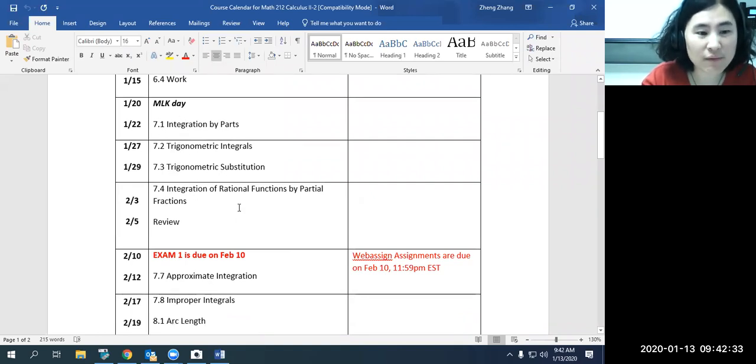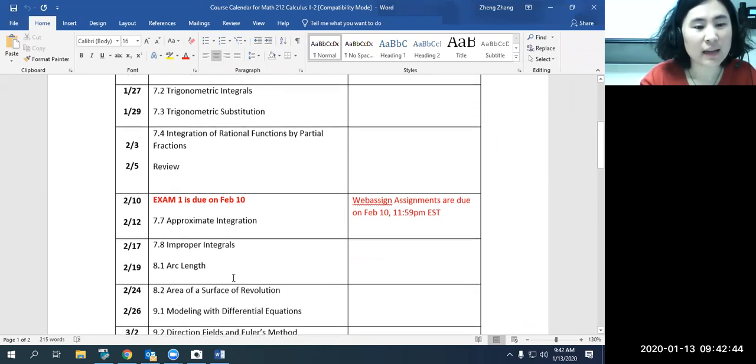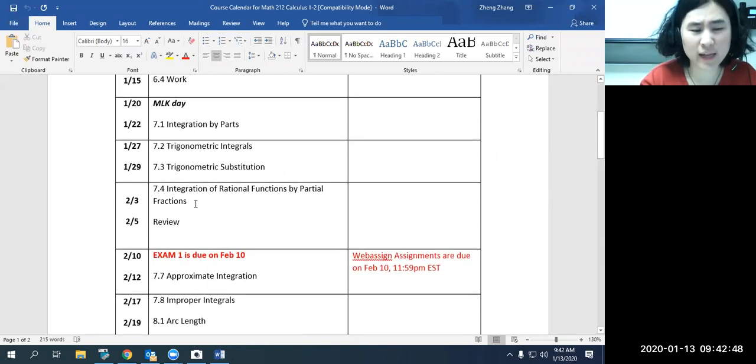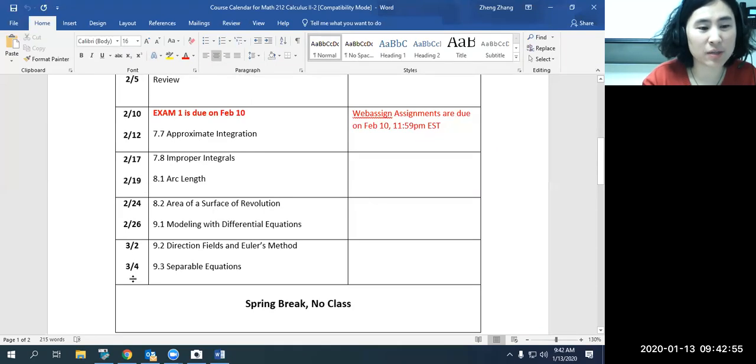In chapter 7, we will learn how to do integrations with different skills, okay? Integration by parts, trig integrals, trig substitution, partial fractions, so the entire chapter 7 is about the techniques and skills for how to do integration, okay? And then we'll also do chapter 8 for this class. It's about some application sections. There are only 2 sections we will cover: arc length and area of a surface of revolution, okay?